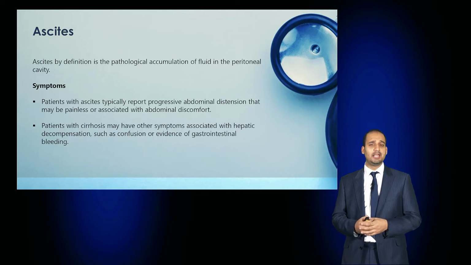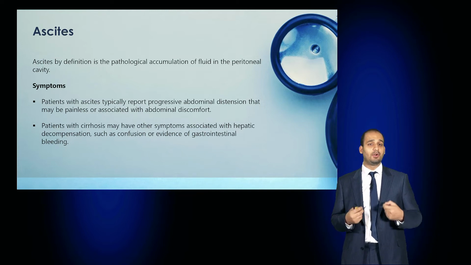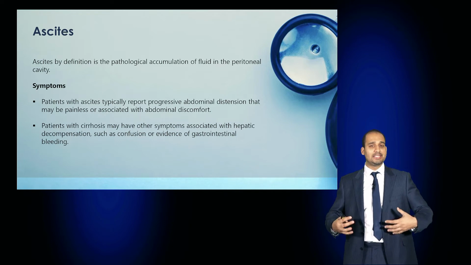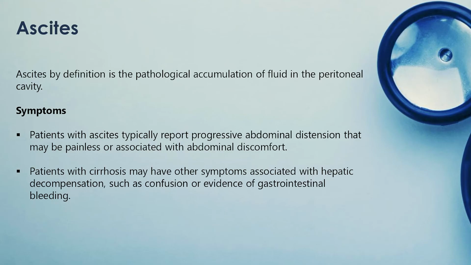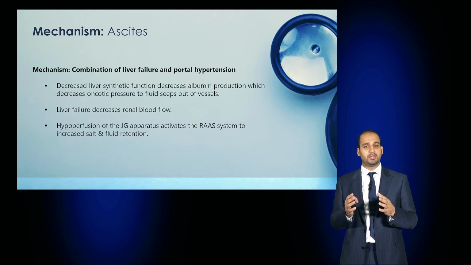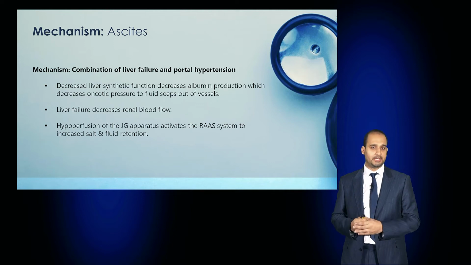Ascites, by definition, is a pathological accumulation of fluid in the peritoneal cavity. Now, patients will report progressive abdominal distension that can be painless or associated with abdominal discomfort. As the ascites progresses and causes diaphragmatic splinting, the patient may also report shortness of breath. Patients with cirrhosis may have other symptoms related to hepatic decompensation, such as confusion or advanced symptoms such as GI bleeding.